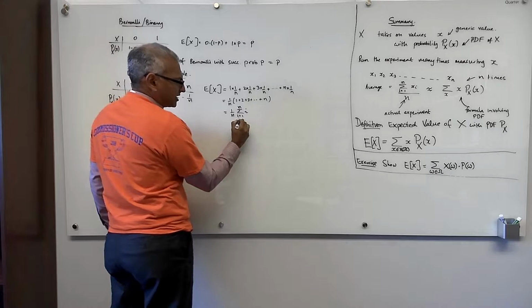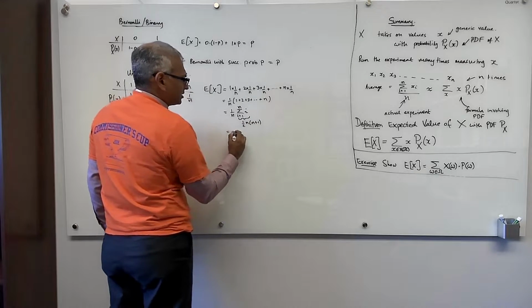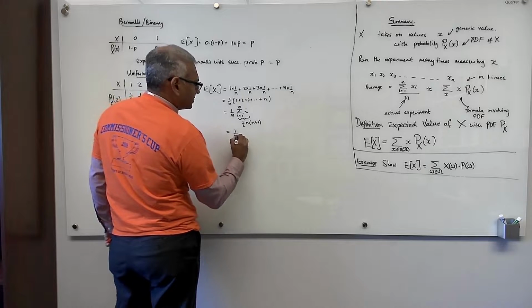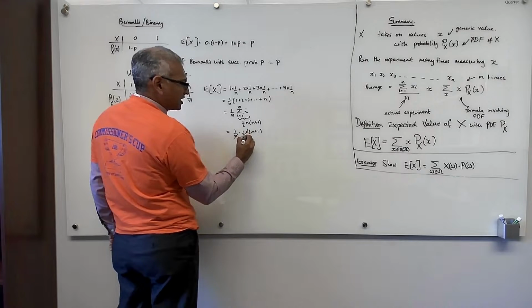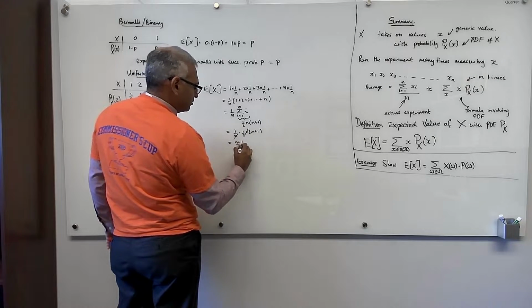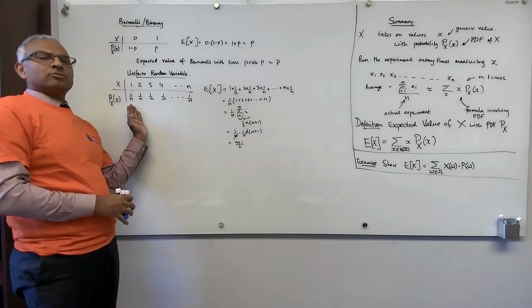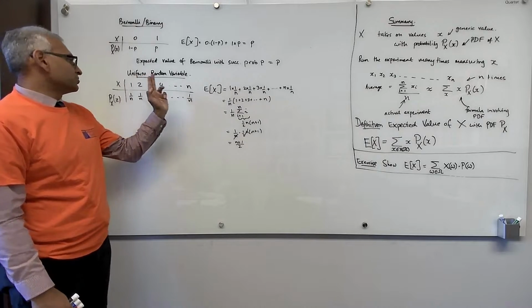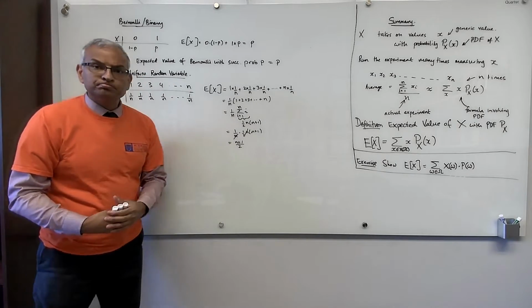And we know this sum. This is a common sum. It's 1 half n times n plus 1. And so the result is 1 over n times 1 half n times n plus 1. So the 1 over n's cancel, and so this is n plus 1 over 2. So the average of a uniform random variable which takes on the values 1 to n, the expected value, is n plus 1 over 2.